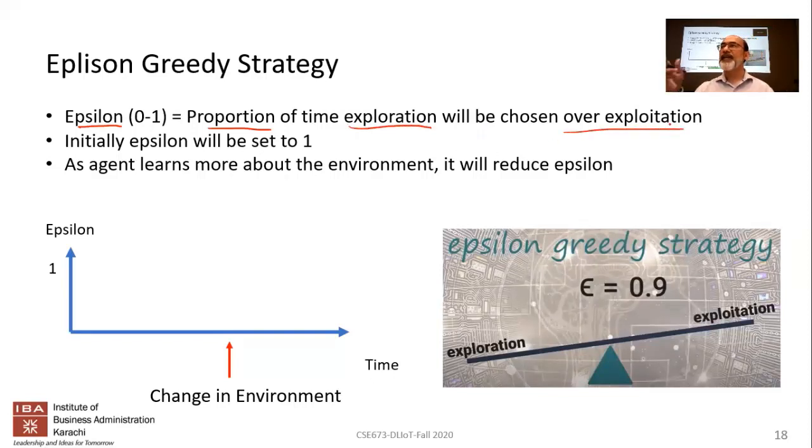So as you said, initially we want to explore the world. So epsilon is going to be initially set to 1. In 100% of the time, you're going to explore. So we're going to start off over here. Now, as we get more and more familiar with the world, do you still want to be as explorative?